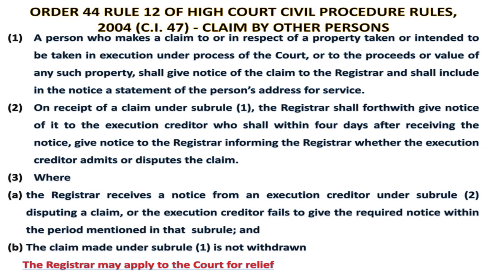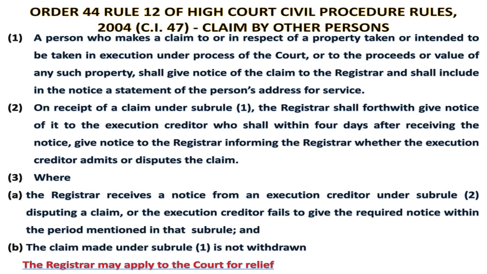It means that execution creditor, you are the one who told me that this property belongs to the judgment debtor. I've seized it. Now this new person is saying the car belongs to her. I'm giving you notice. Do you admit or do you dispute it? So what happens when the execution creditor disputes it? Order 44, Rule 12, Sub Rule 3. Where the registrar receives a notice from the execution creditor under Sub Rule 2 disputing a claim.